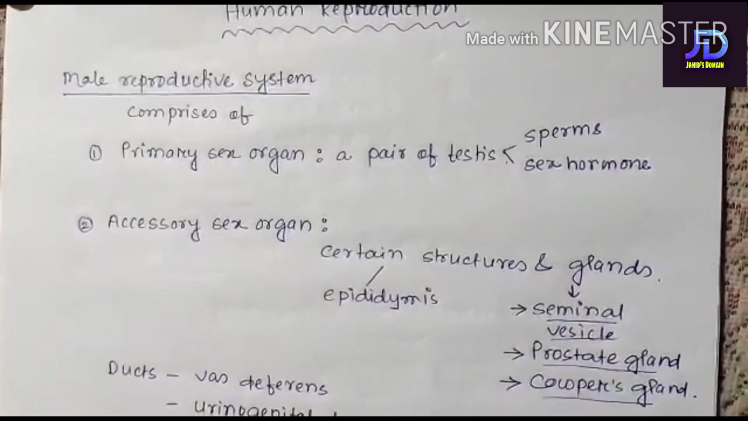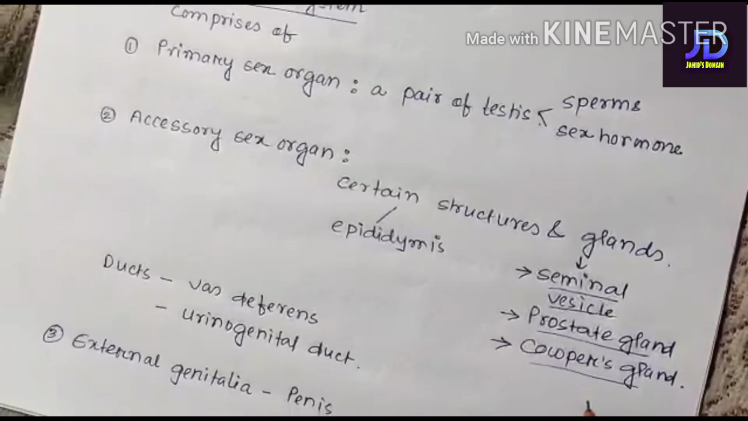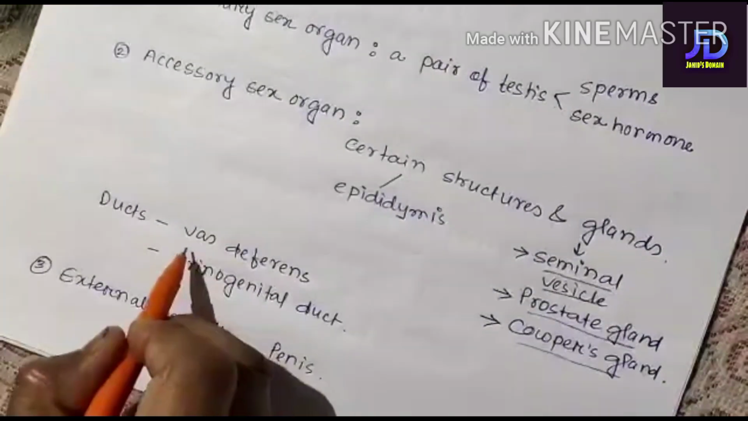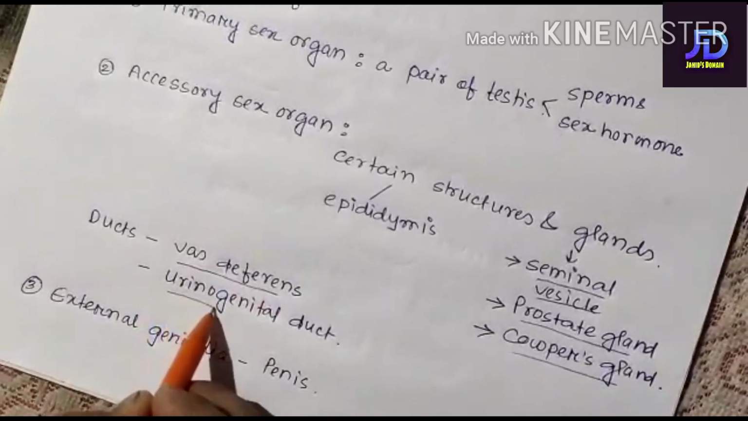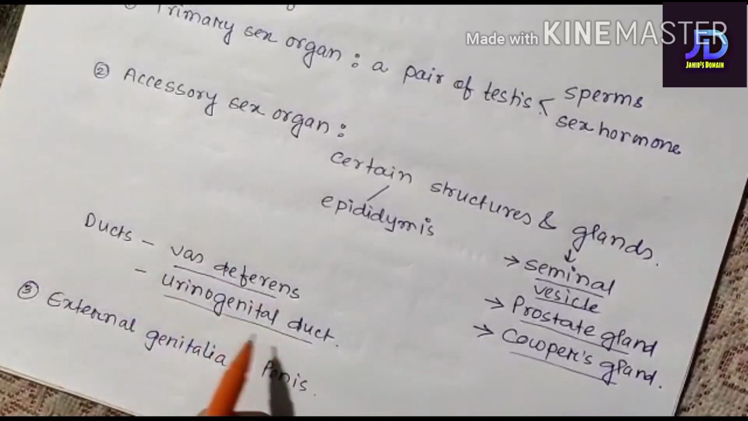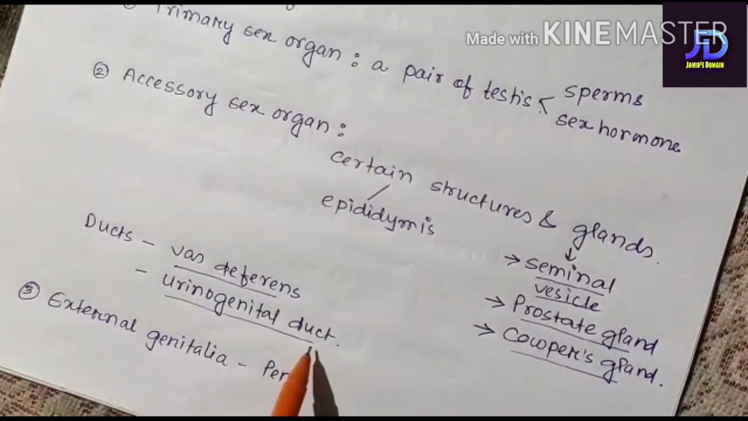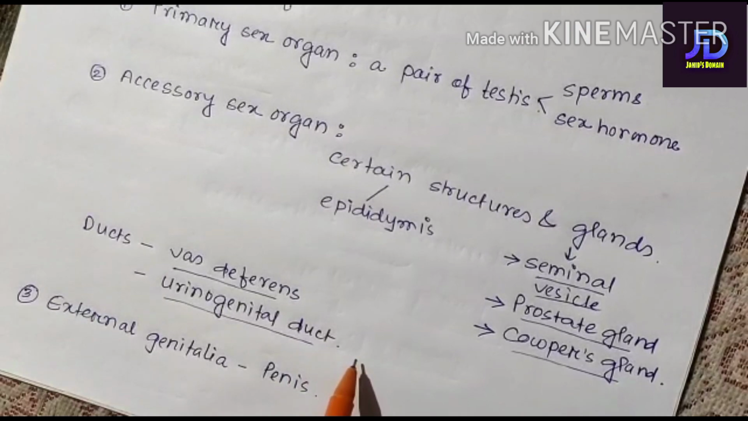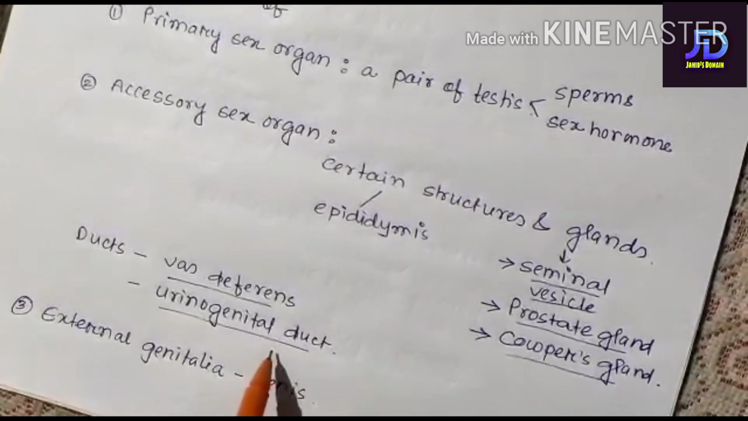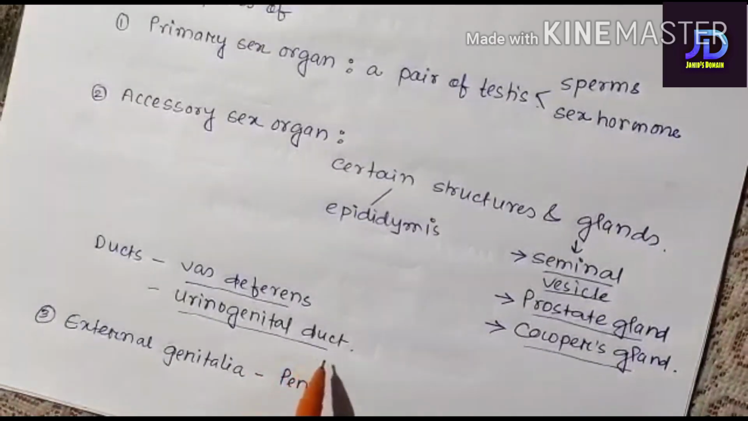Now we talk about some ducts. Basically, there are mainly two ducts. One is called the vas deferens and another is called the urinogenital duct. The urinogenital duct carries urine as well as sperms. That is why this duct is known as the urinogenital duct.